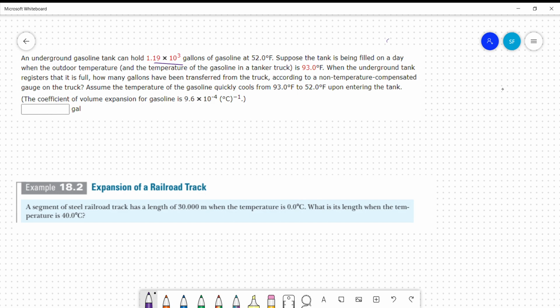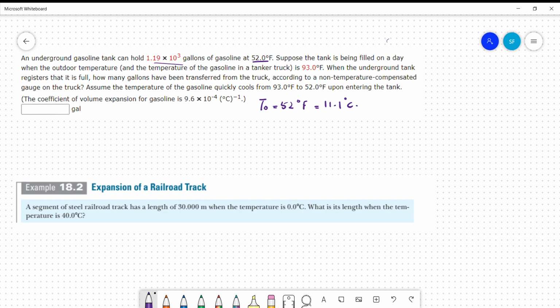Now, basically here, initially the tank is empty at 52 degree Fahrenheit. This is the initial temperature, right? So convert it to Celsius. You don't have to use a formula to convert from Fahrenheit to Celsius. Use your calculator, there is a way on the calculator to convert units. So when I convert 52 degree Fahrenheit to Celsius, I get 11.1 degree Celsius.